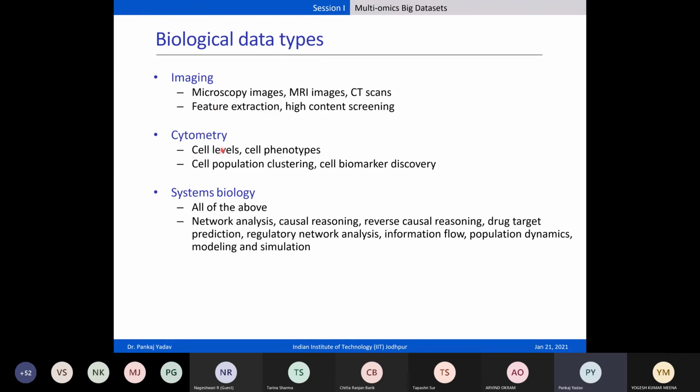And cytometry also, where you can have data on cell levels or cell phenotypes. This is also a new advancement, where you can cluster cell-specific populations. Cells are the single unit of life, and you can identify different biomarkers to stop growth, or identify some anti-cancer molecules that can be used for treatment of the patient. And then systems biology.